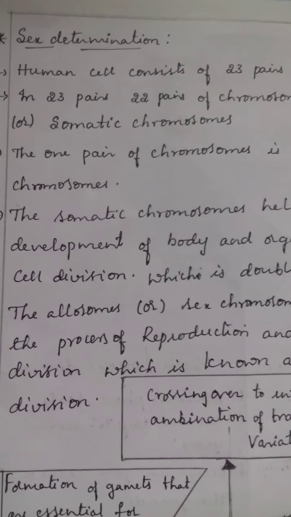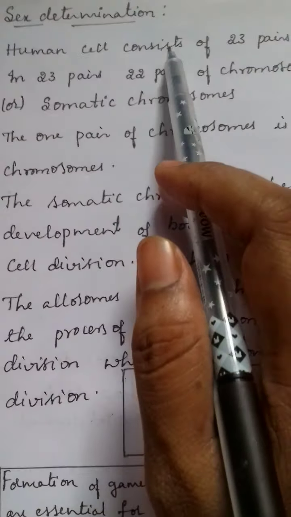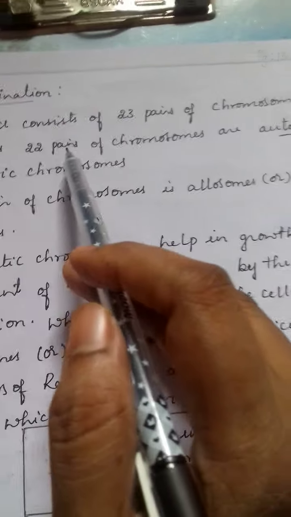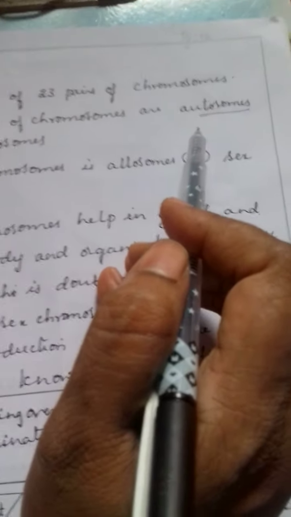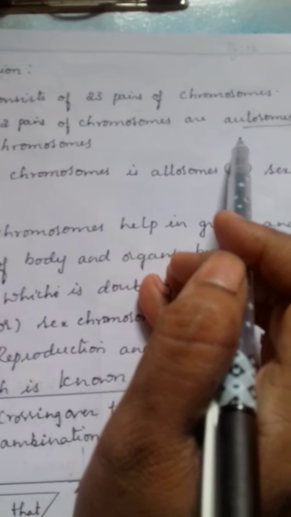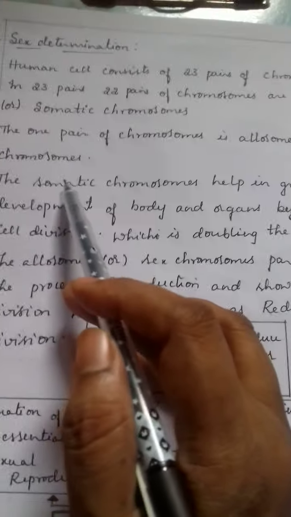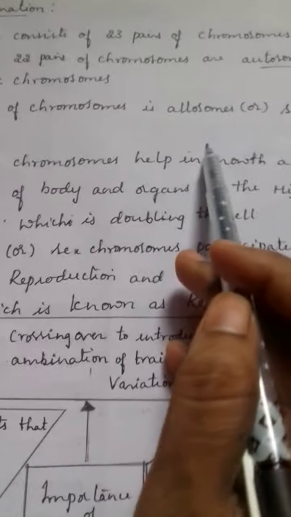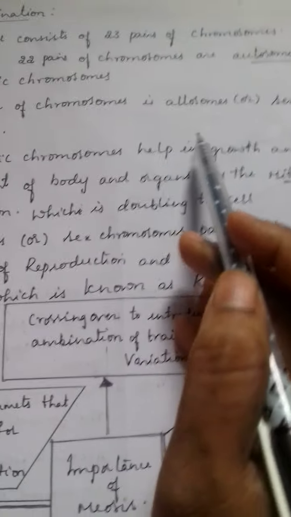Now children, here is the process of sex determination. The human body consists of 23 pairs of chromosomes. In 23 pairs, 22 pairs of chromosomes are autosomes, which are responsible for the growth of the body, and one pair of chromosomes are the allosomes. Allosomes, or we can call them sex chromosomes, participate in the process of reproduction.